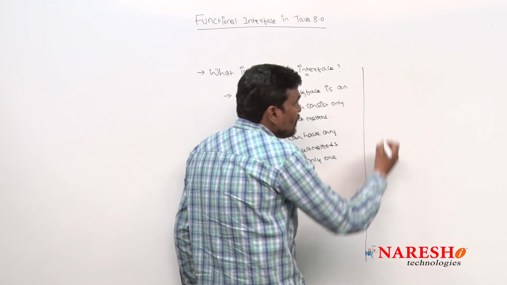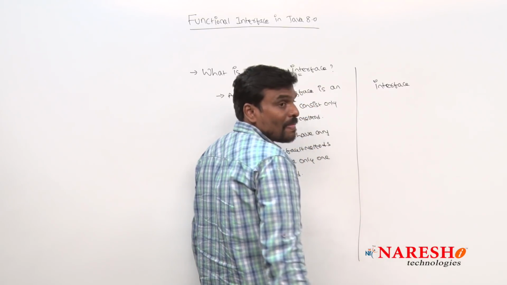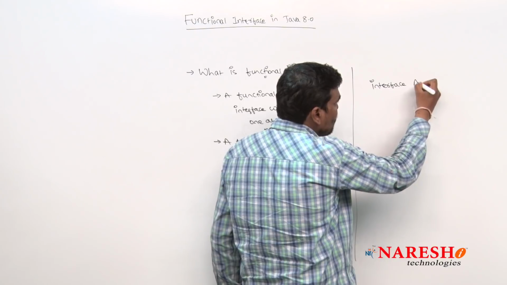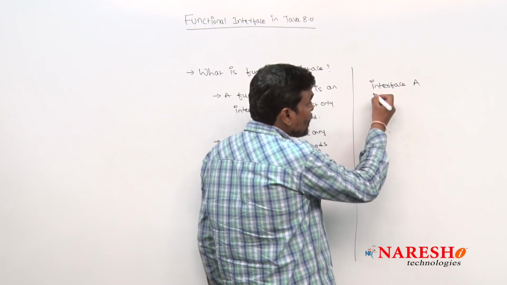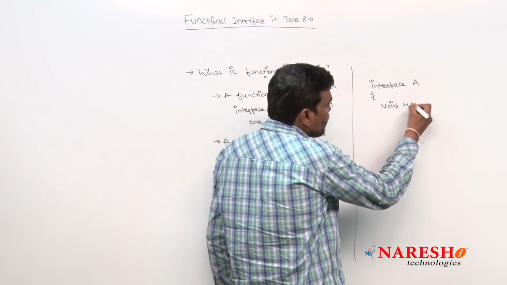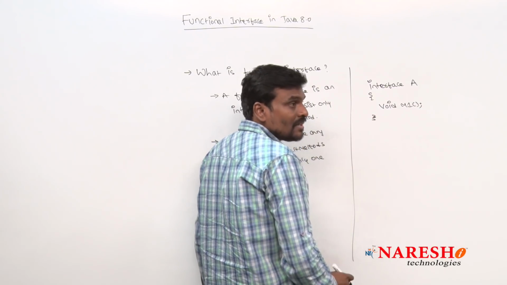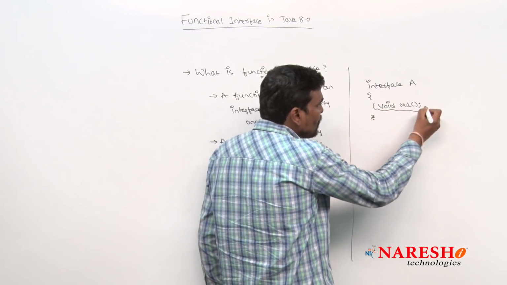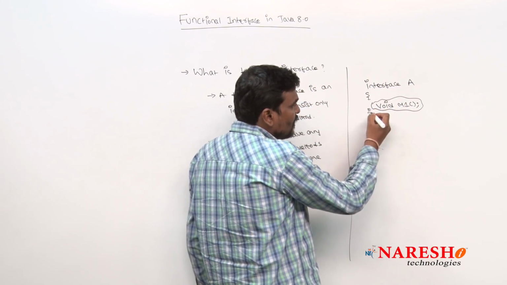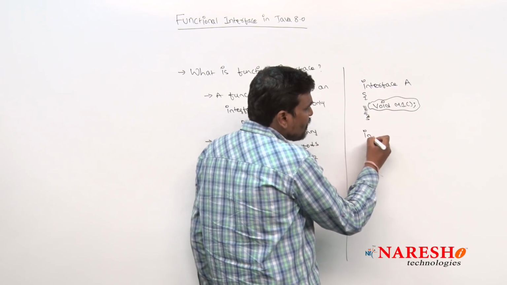Suppose you write an interface in Java by using the keyword interface, followed by the interface name. Suppose there is an interface called A. A is an interface, and by default the methods of an interface are abstract, right? Now I can say this interface is a functional interface because it has only one abstract method. So writing abstract is optional because by default the methods of an interface are abstract.